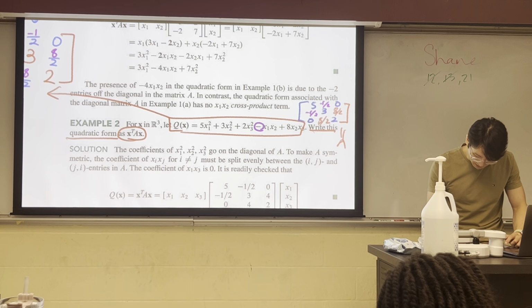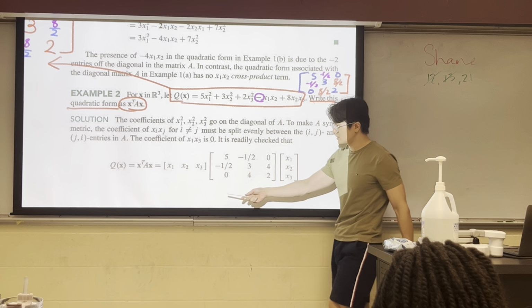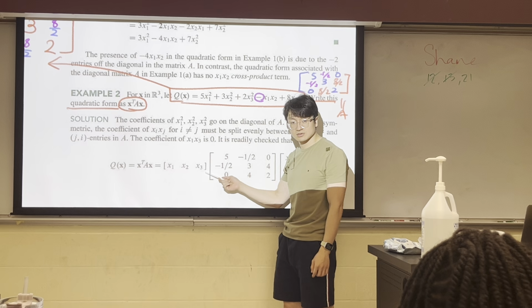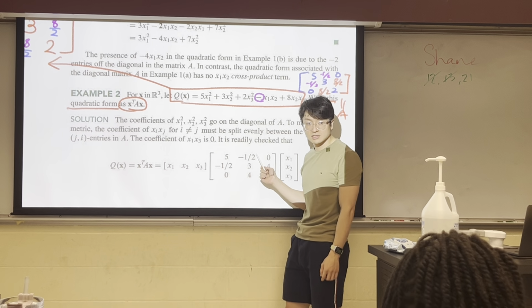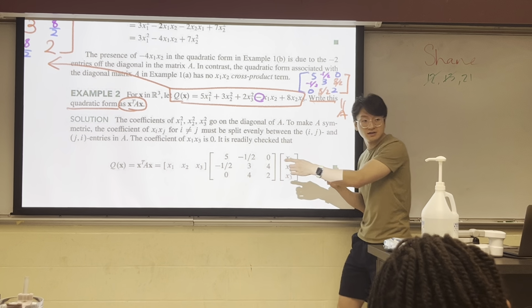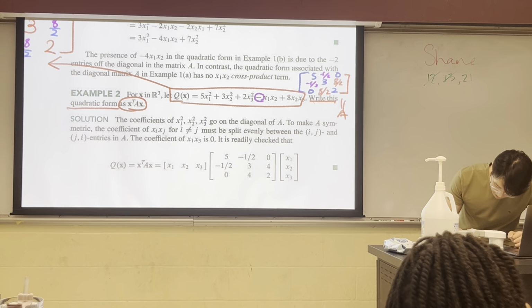This should be A. If I ask you to write out the answer, you should write x1, x2, x3. Why do we have 3 variables? Because it's 3 by 3. If I ask you 2 by 2, then you should write x1, x2.